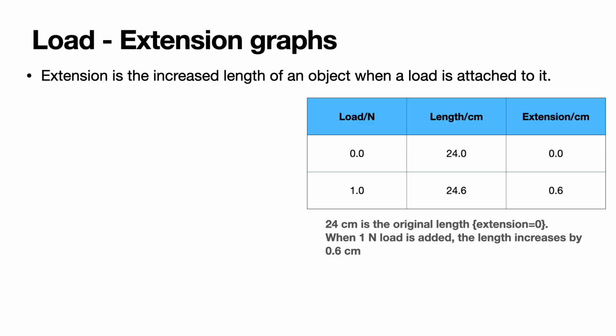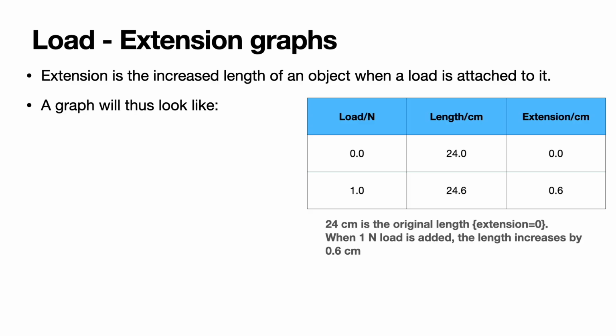When there is no load applied, the length is 24 cm. Since this is the initial length, the extension is 0. When you apply a load of 1 Newton, the length becomes 24.6 cm. So the extension is 24.6 minus 24, which is 0.6 centimeters.